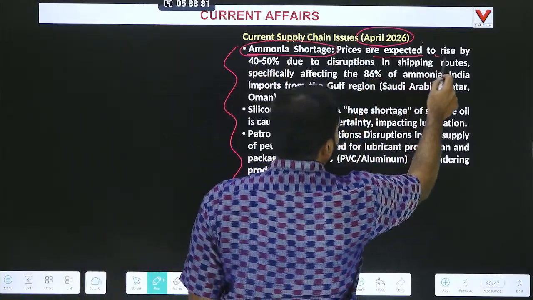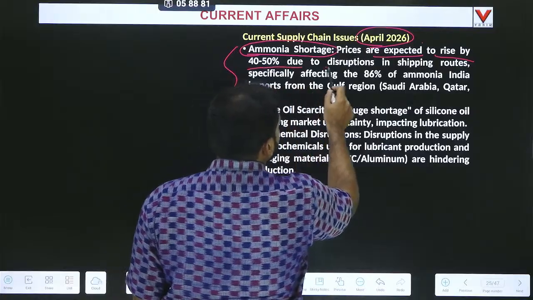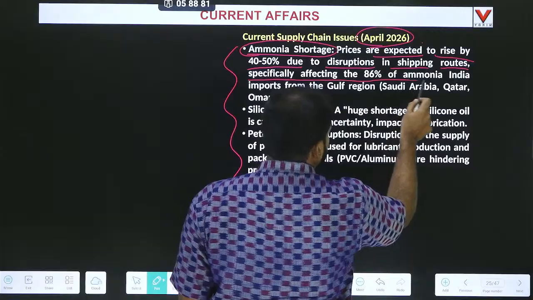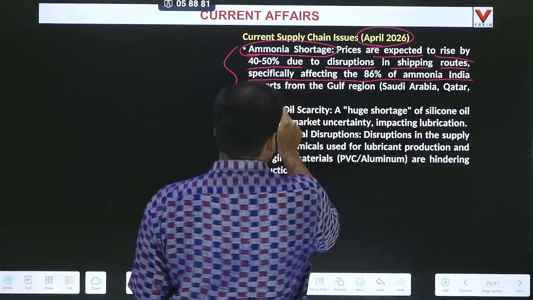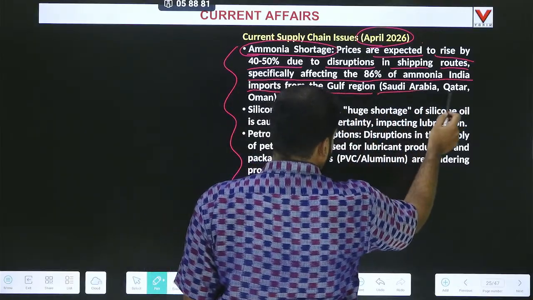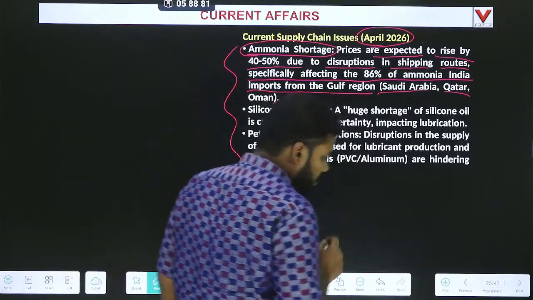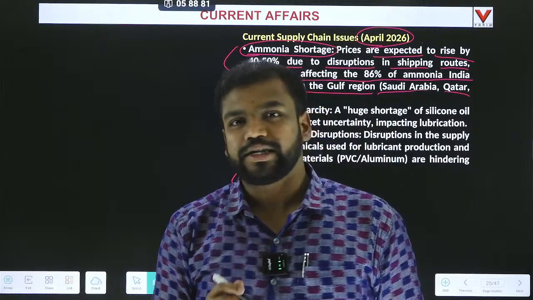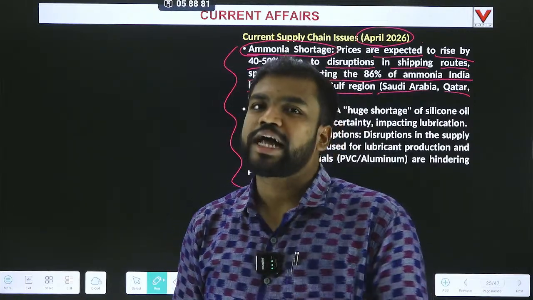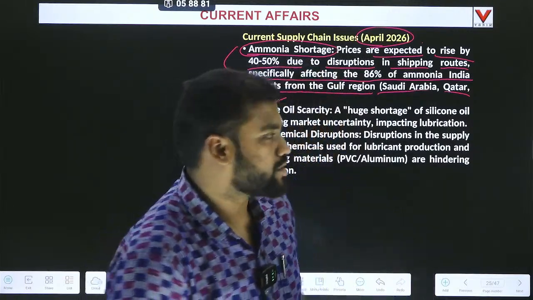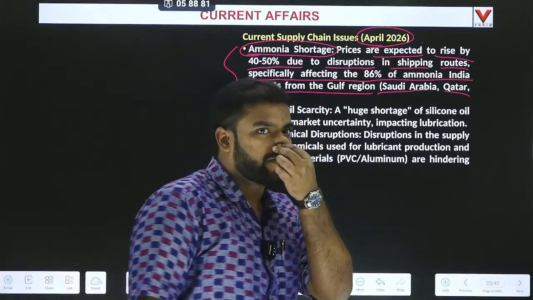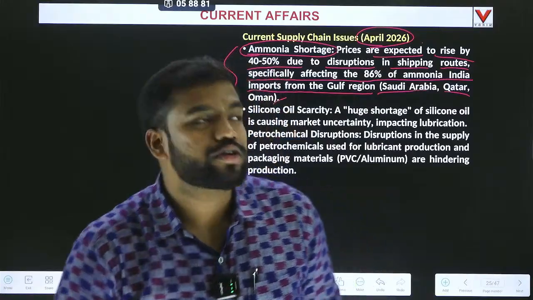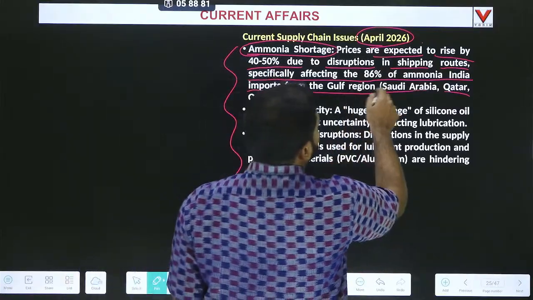Prices are expected to rise by 40 to 50% due to disruption in shipping routes, specifically affecting the 86% of ammonia India imports from the Gulf region: Saudi, Qatar, and Oman. If India imports 86% of its ammonia from the Gulf region, we are highly dependent on other regions. If there is a Gulf war in this region, or the Strait of Hormuz is blocked, then how could we import all these things, right?